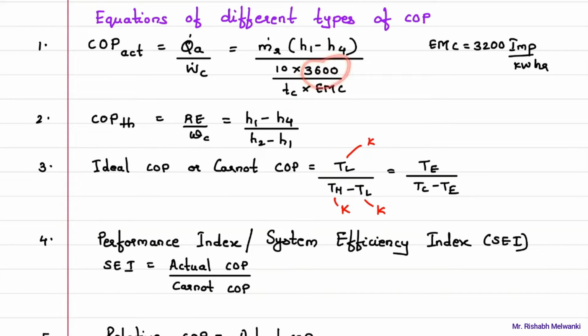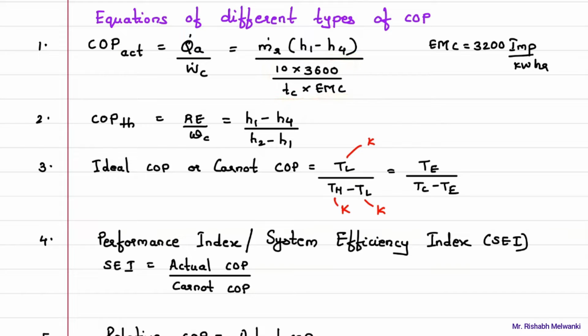The 3600 is basically to convert this into impulses per kilowatt hour. Here you see the hour is there, that hour is converted into seconds over here, and this energy meter constant is 3200. Did you get the basic idea of this equation? This is why we are using this, because this is the actual power consumption we get from the energy meter. How this formula arises, we will see later on.